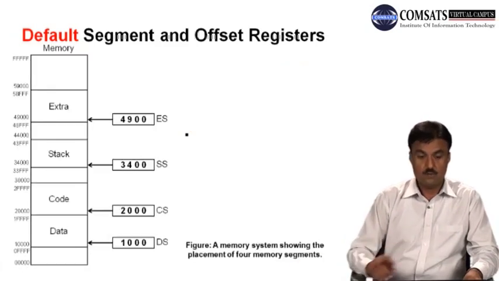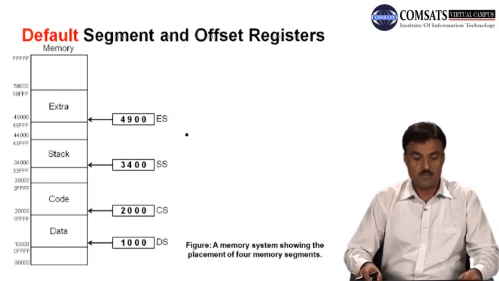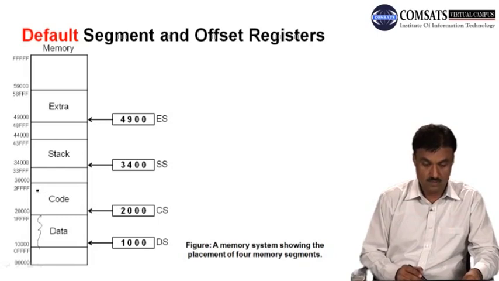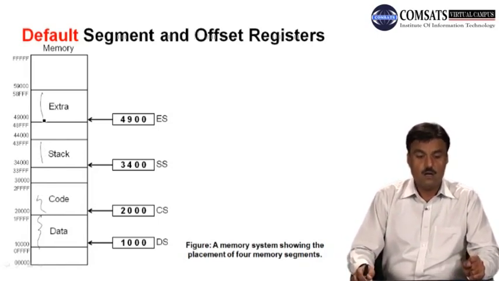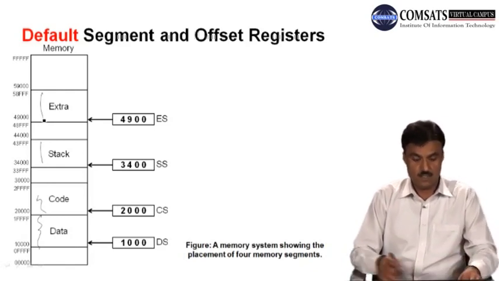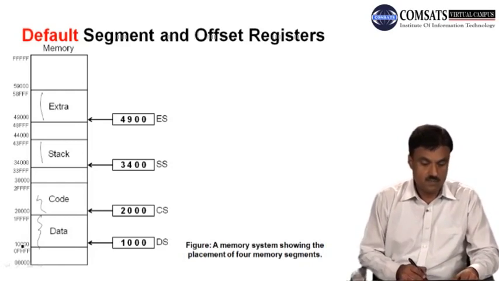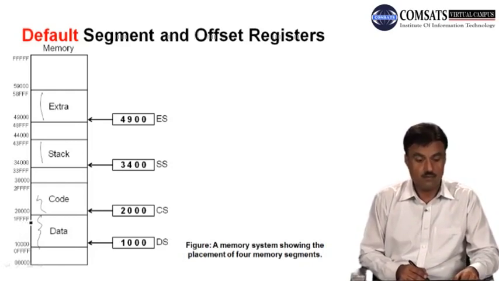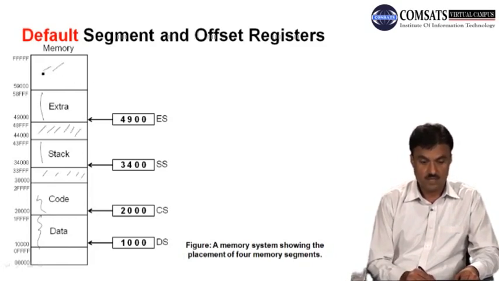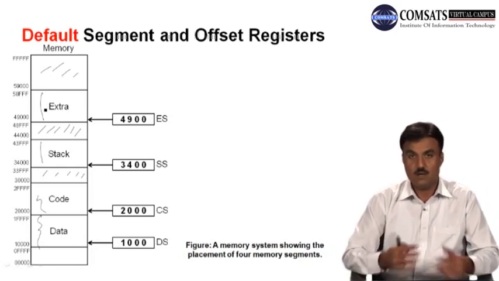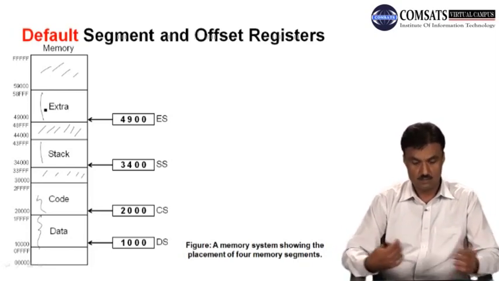Here we can see the full memory. There are four segments: the data segment, then the code segment, then the stack segment and the extra segment. It's not necessary that they are consecutive. Here the data and code segments are consecutive. The data segment starts from 1000 and ends at 1FFF, and immediately after it, from address 2000, the code segment starts and ends at 2FFF. But you can see this area inside the memory is empty, similarly this area is empty, and also this area. So it's not necessary that they are consecutive. There's a possibility they can overlap. We will discuss how they can overlap.